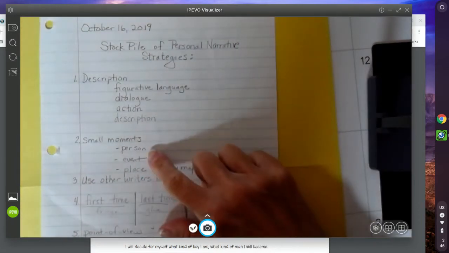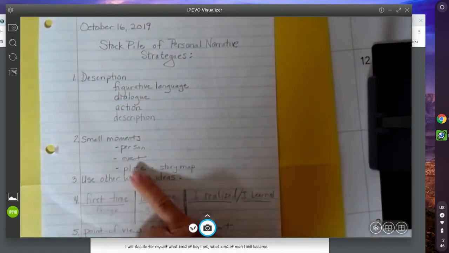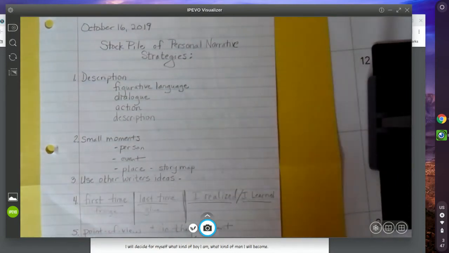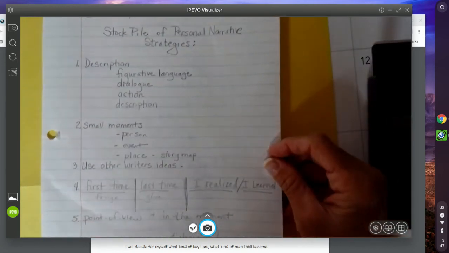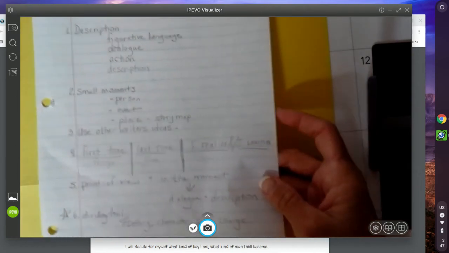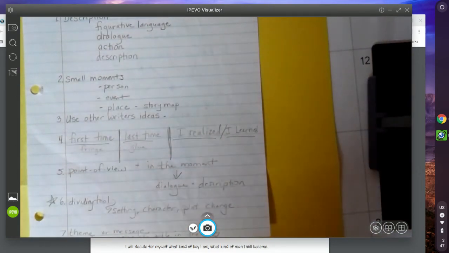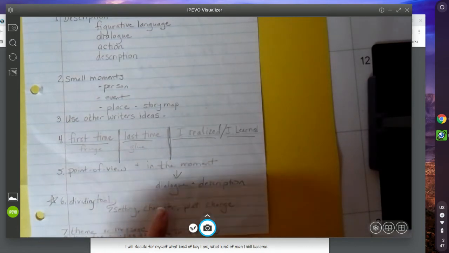All right, and that small moment could be when you're introduced to a new person or just about that person. It could be an event. It could be a place. Remember, you drew story maps to help you exactly remember everything about a place. You can use other writers' ideas. All right, and that's what mentor texts are all about. You can think about the first time, the last time, and what you realized or learned. You might want to think about the point of view, who's telling it, and be in that moment with dialogue and description.